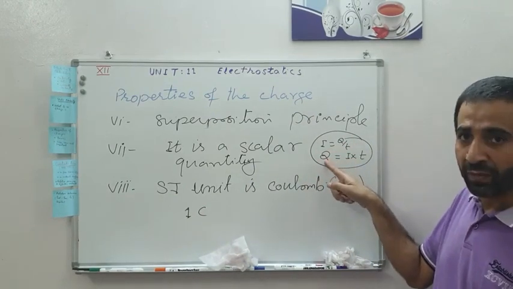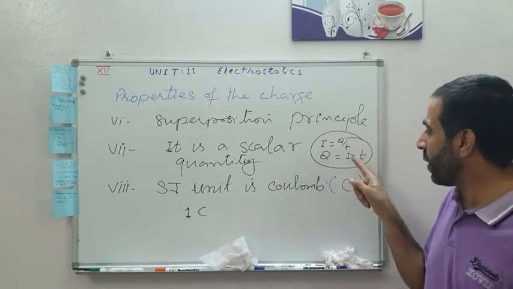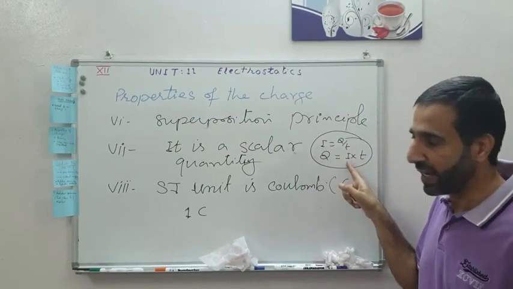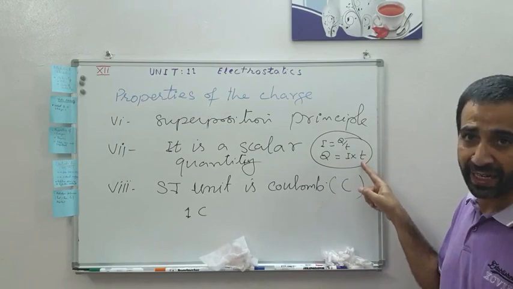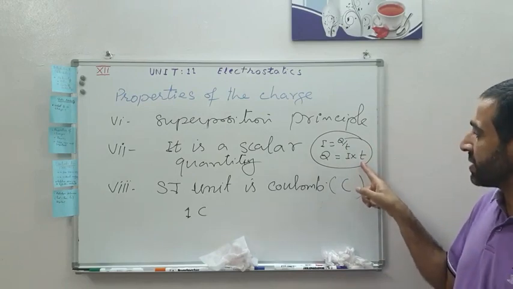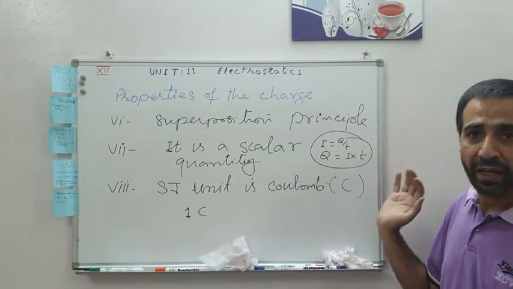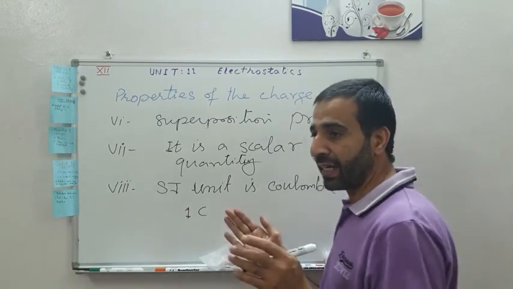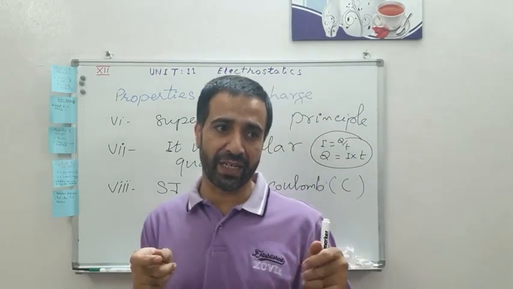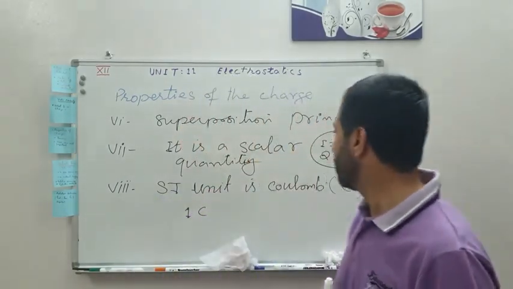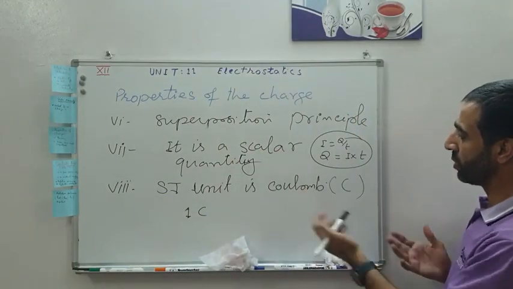So you can define 1 coulomb of charge in this way also: a charge is said to be 1 coulomb if 1 ampere of current is maintained across the ends of a conductor in 1 second. That will be a 1 coulomb charge.